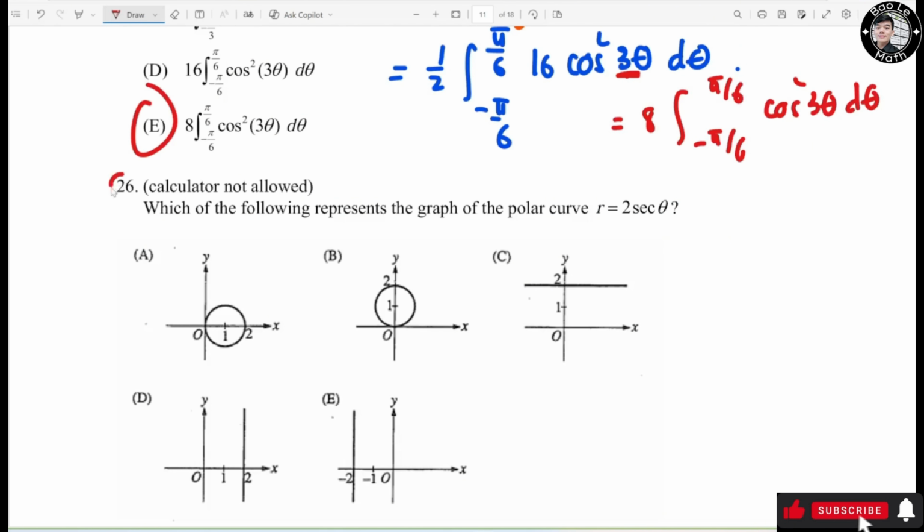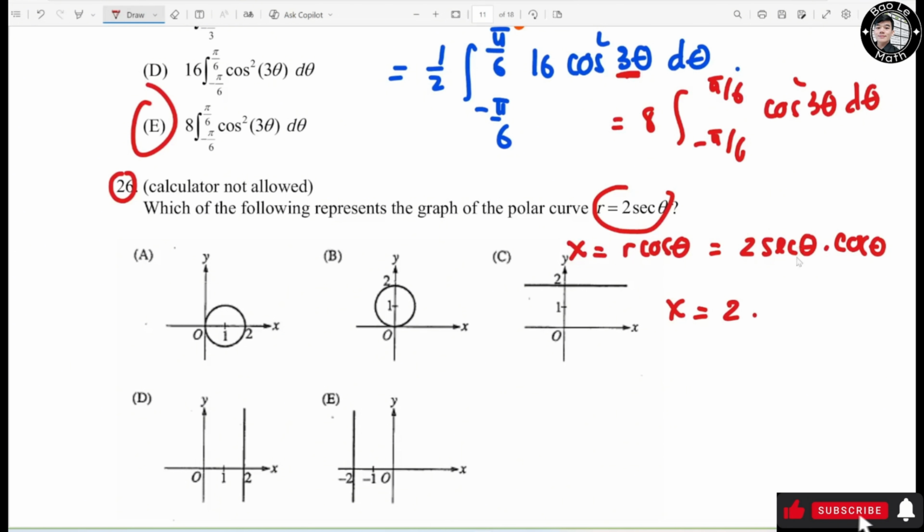Now let's move on to question 26. Which of the following represents the graph of the polar curve r equals 2 secant theta? We have x equals r cosine theta, but r equals this, so it's 2 secant theta times cosine theta. So x equals 2 secant theta, which is 1 over cosine theta, times cosine theta. This cancels out, so x equals 2, which is the vertical line. The answer must be D.